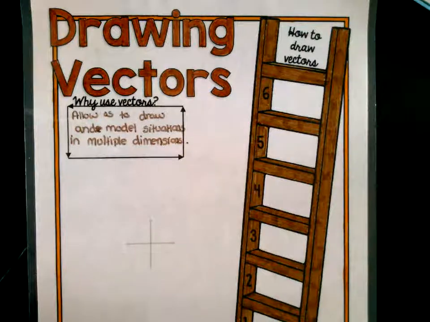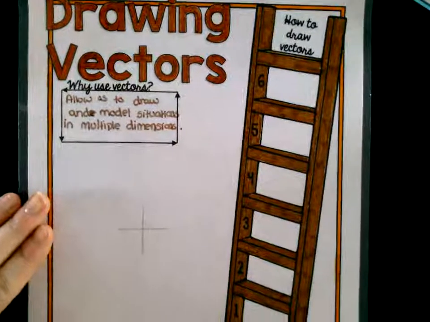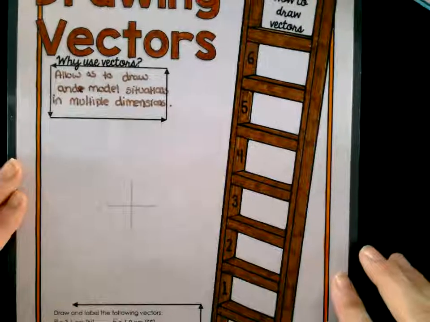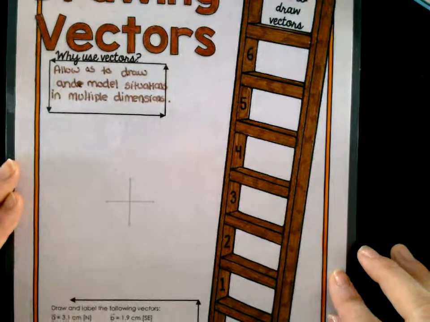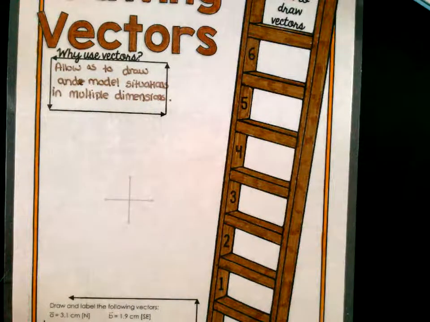So in the last unit, we talked about vectors and we said that they had a magnitude and a direction. But we didn't really get into how to draw them and what we use them for. And we talked a lot about vectors in one dimension, but we needed to be able to use vectors in two dimensions. So this first lecture is on how to draw them. What are the steps to drawing them?